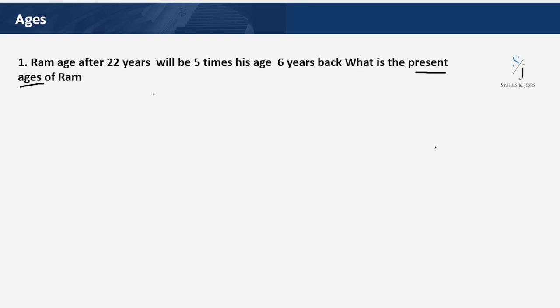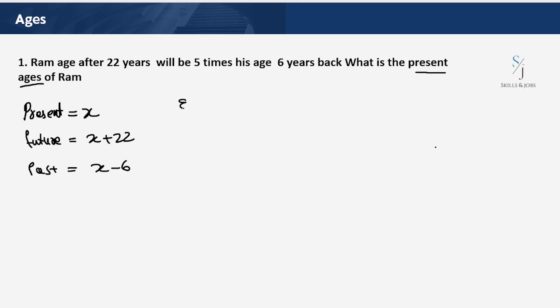So what is asked? Ram's present age. Now what is given? Ram's age after 22 years will be 5 times his age 6 years back. So what will we write? Let Ram's present age be equal to x. Ram's future age is equal to x plus 22. It is given, Ram's age after 22 years. Ram's past age is equal to x minus 6.